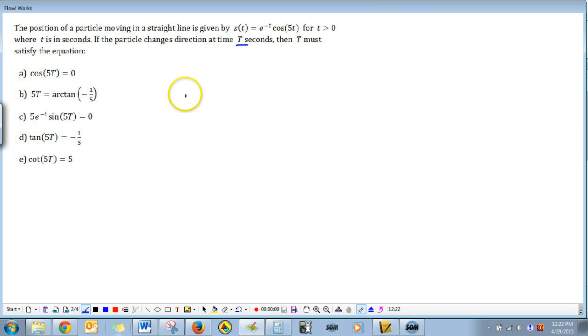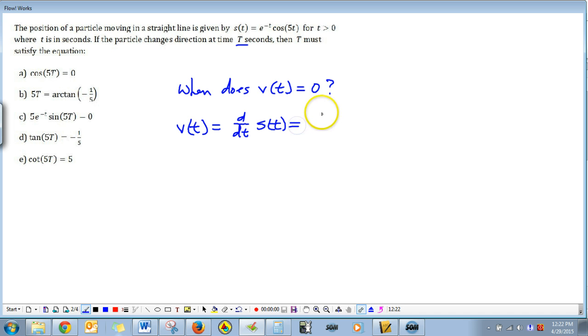So we have this question: when does v of t equal 0? Well, we can figure that out because we can find v of t. How do you get a velocity function given a position function? V of t, the velocity function, is the derivative of the position function. So we're going to take the derivative of e to the negative t cosine 5t.